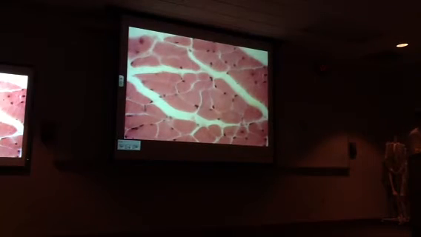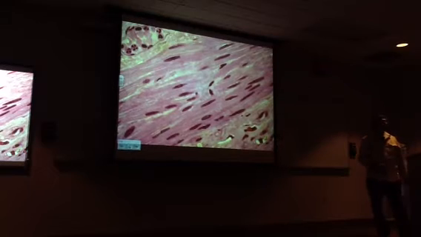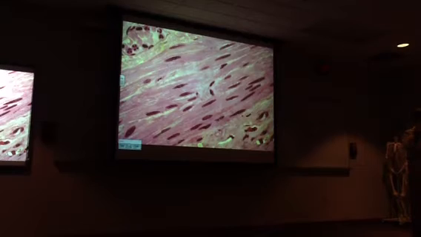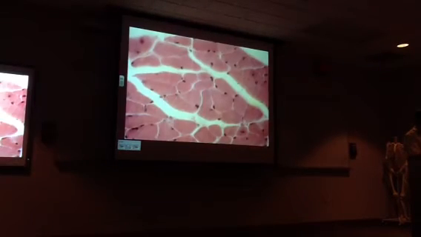Smooth muscle. Okay, all of these slides are projected at about the same magnification. So let's go back for a minute.